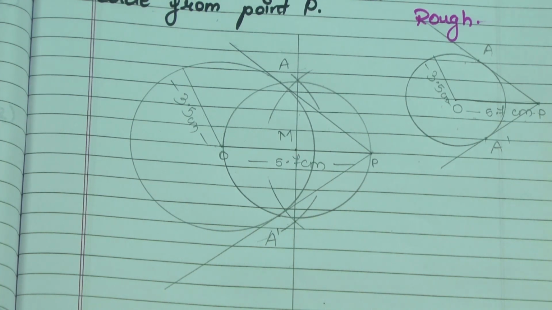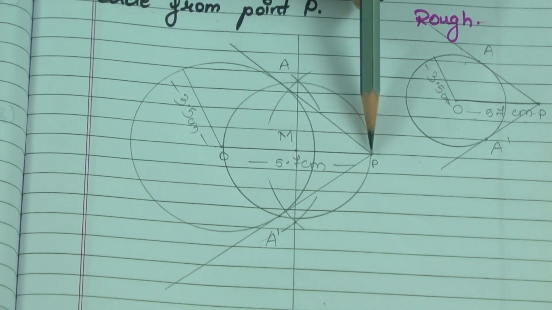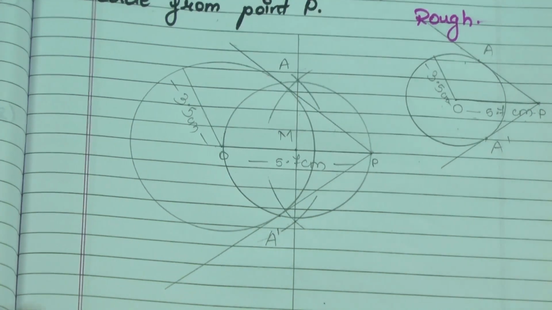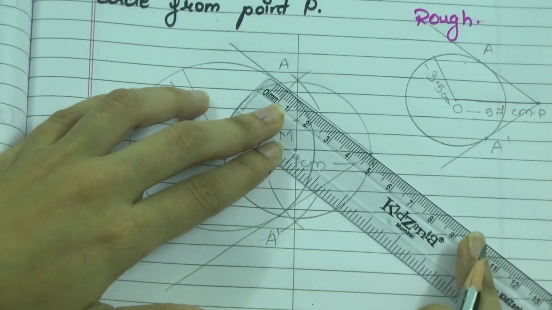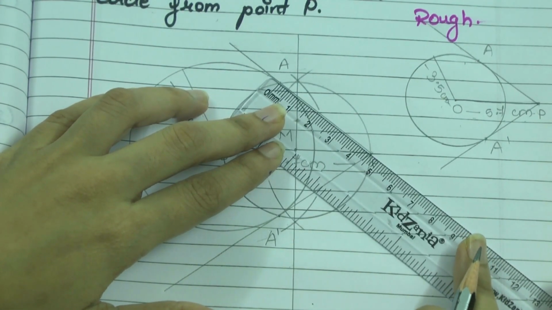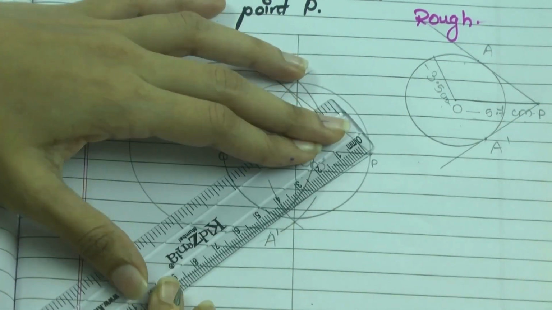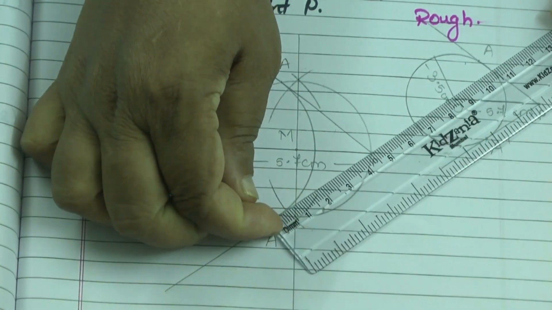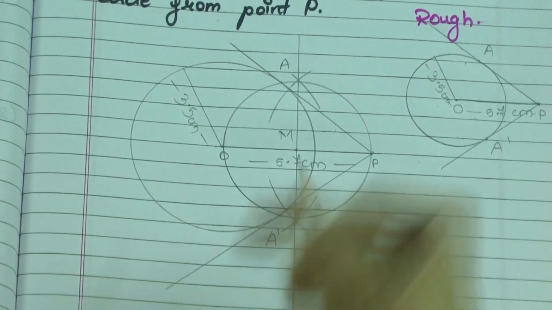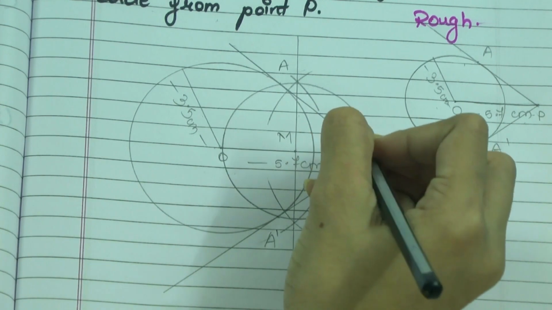Now as I have already discussed before, tangents drawn from the point P are equal. Let us check. If they are equal, that means our construction is correct. It is 4.5 and this side, keep the scale proper, it is 4.5. Both the tangents are equal in length and therefore our construction is correct.